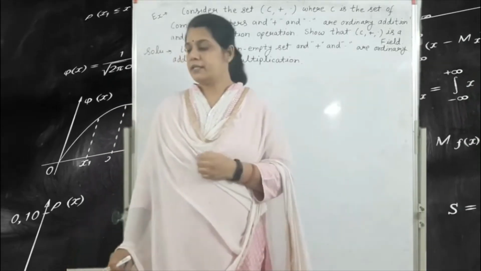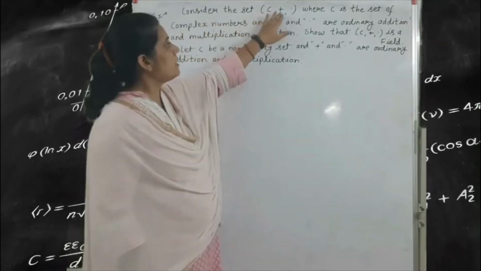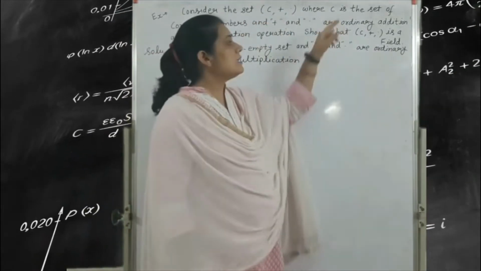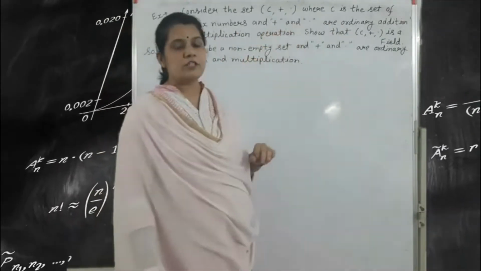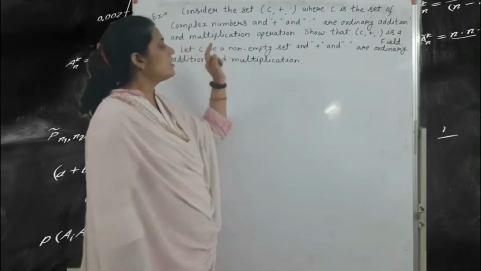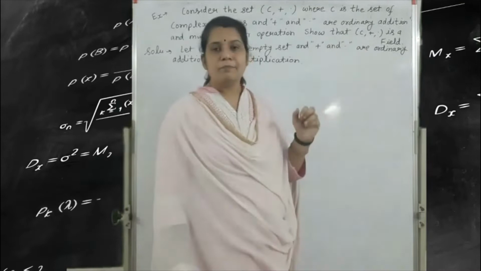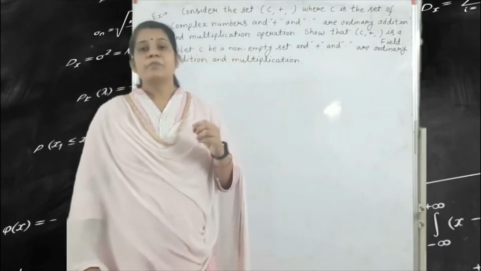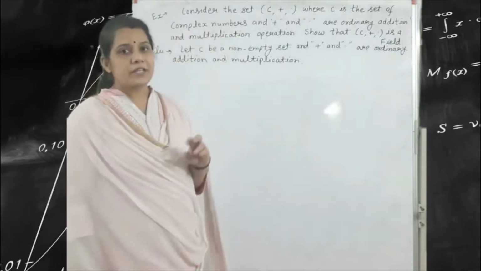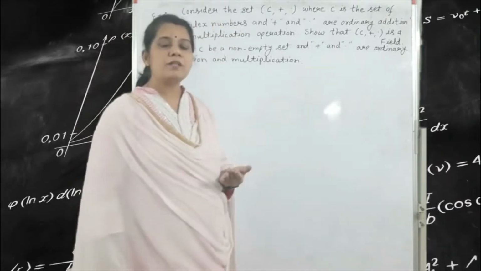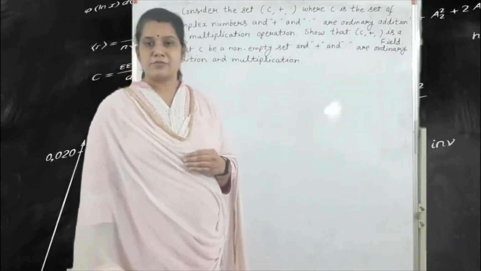Okay, so here the question is: consider the set (C, +, ·), where C is the set of complex numbers and plus and dot are ordinary addition and multiplication operations. Show that (C, +, ·) is a field. So according to this, we find out the three conditions: F with respect to plus is an abelian group, F with respect to multiplication is an abelian group, and the distributive law.